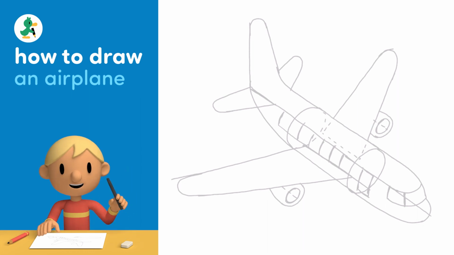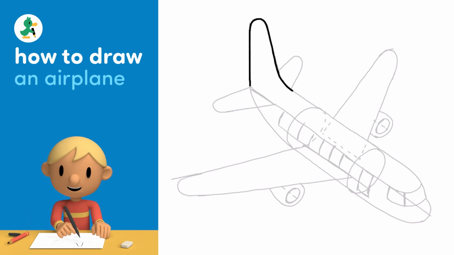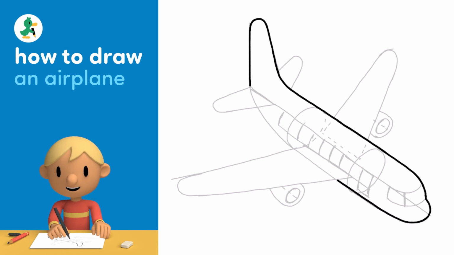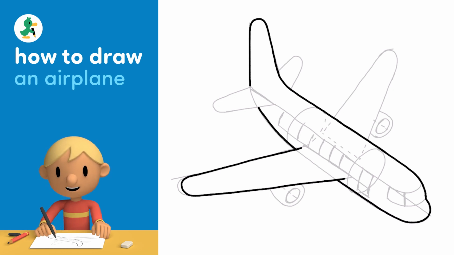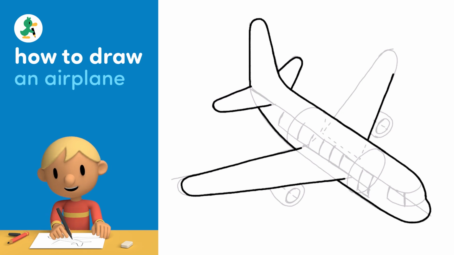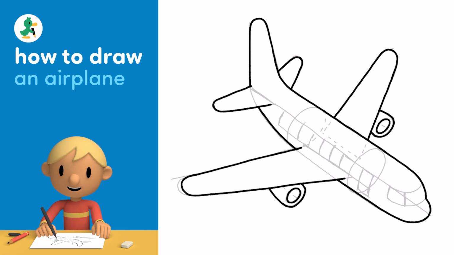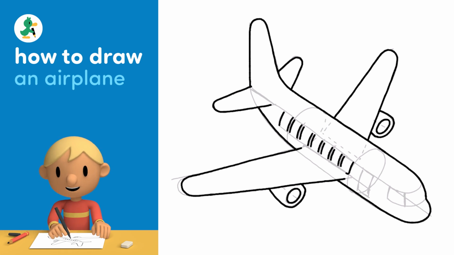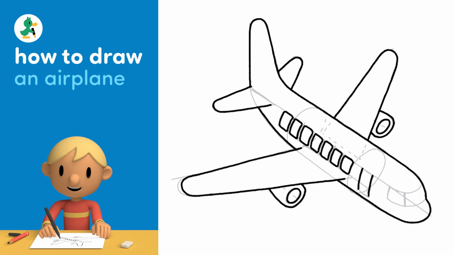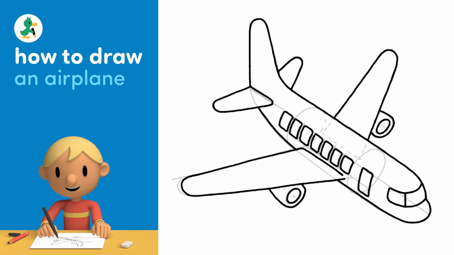Now we take a black marker to draw the clean lines and add details. Draw a double line for the space between the windows. Round off the corners of the windows and door. Draw the intersections of the wings with the body. And our line work is done.